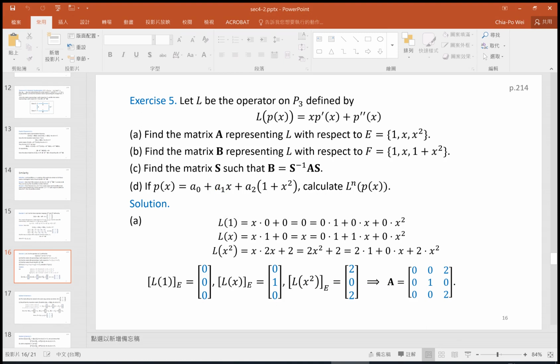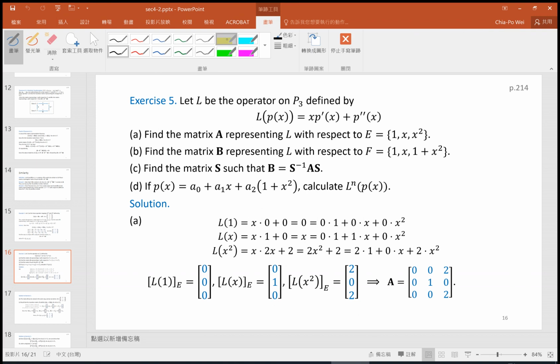In case B, we need to compute the matrix representation B, which can be solved in the same way as done in case A.